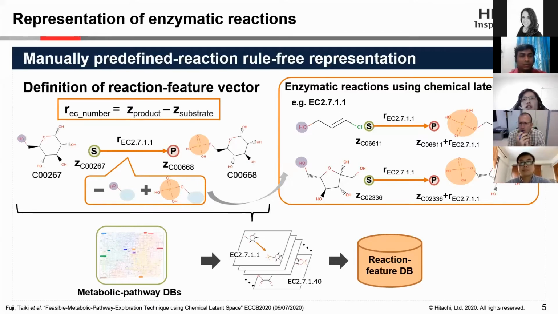By decoding the latent vector of the product, obtained by adding the reaction feature vector to the latent vector of the substrate, we can obtain the structure of the product in which the desired structure change occurred. In this manner, all reactions of metabolic pathways are encoded to reaction feature vectors and stored in the reaction feature DB.